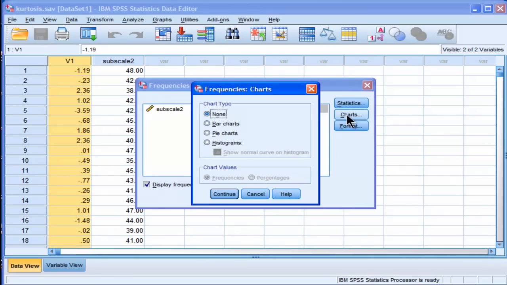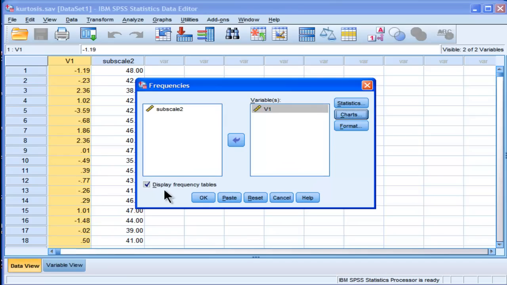Now I also want to look at the chart, the histogram specifically. Then I'm going to click Continue. And I'm going to unclick Display frequency tables because I don't actually want to see my raw data in a frequency table. I'm going to click OK.